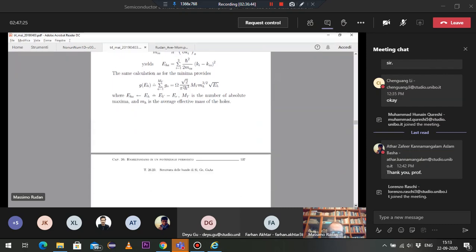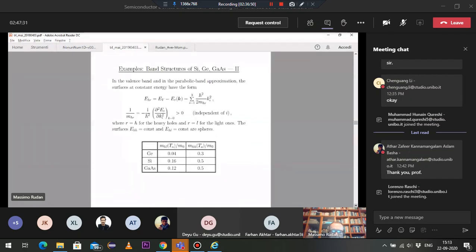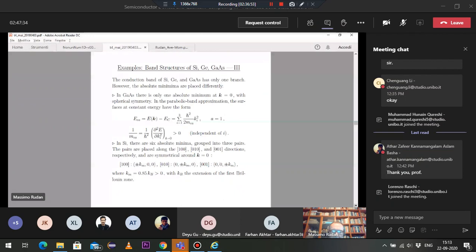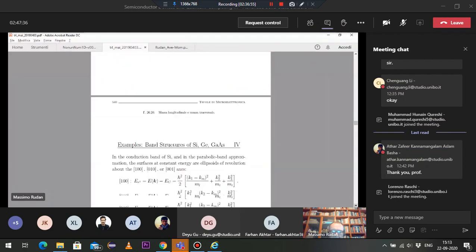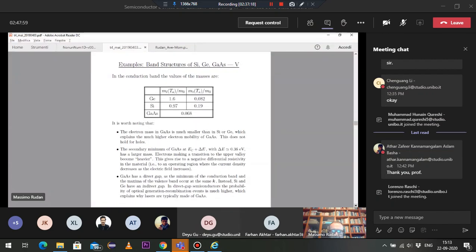Instead, if you consider silicon or germanium, the surfaces of equal energies near the minima of the conduction band are ellipsoids of revolution. So I think I have a picture of them. I'm going to look for it.